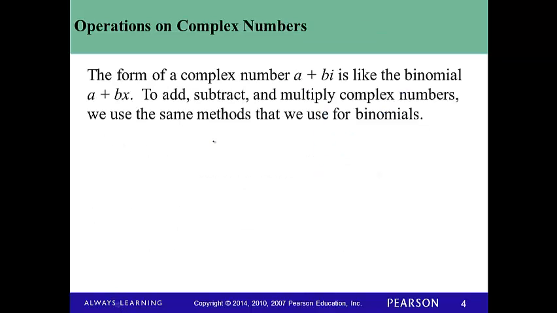Alright, so the form of a complex number, a plus bi, is like the binomial a plus bx. So you can think of i as a variable, and the b in front of it will be its coefficient, and a will be a constant term. To add, subtract, and multiply complex numbers, we use the same methods that we use for binomials.